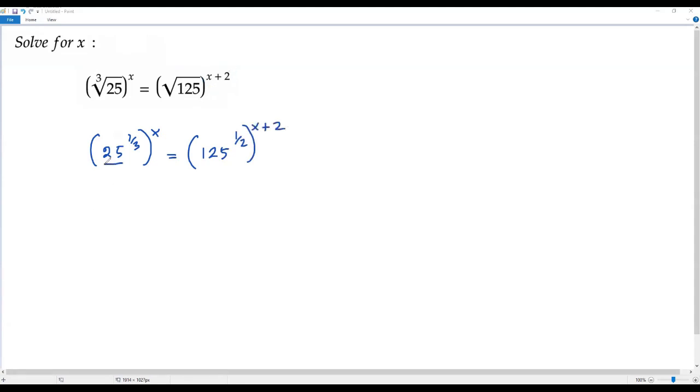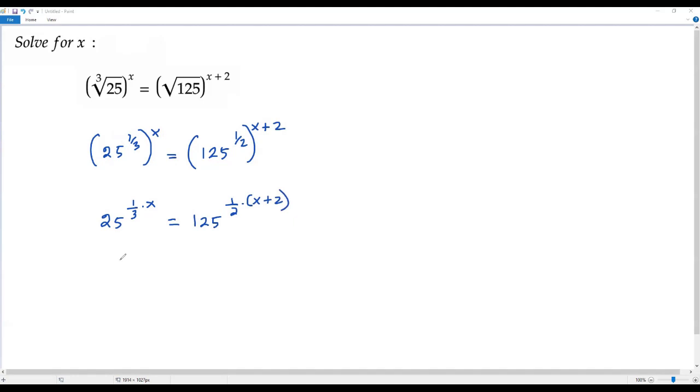Here we have base 25 on the left side, and the first exponent is 1/3. And for this complete expression, again we have the exponent x. Whenever we have two exponents like this, we can multiply the two exponents. Then I'm getting 25 to the power of 1/3 times x equals the same thing on the right side. We can multiply these two exponents. Then I'm getting 1/2 times x plus 2.